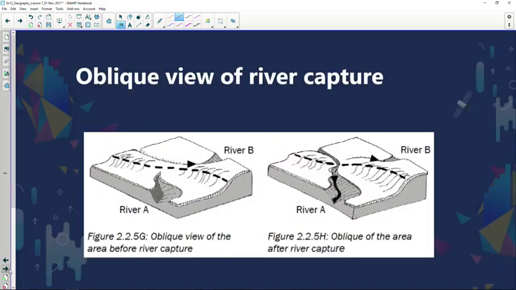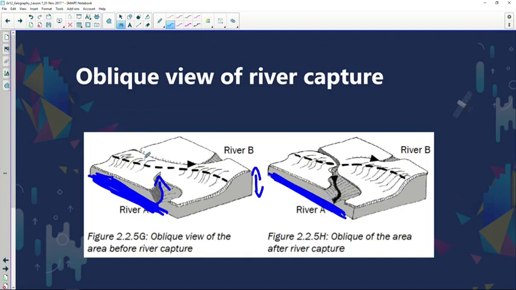Now, if we quickly look at this diagram over here, there's river A flowing over there. Now, what's happening over here? We say headward erosion is taking place. Pay attention. Do you see river B is at a higher altitude than river A? Now keep in mind, we say river A is rejuvenated. It's got more volume of water.